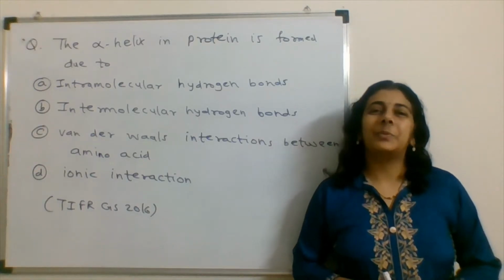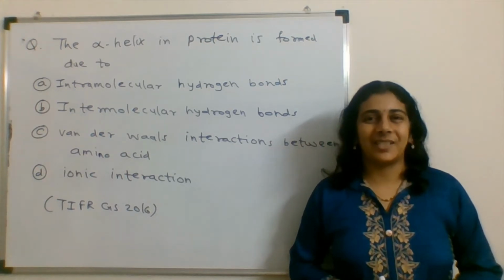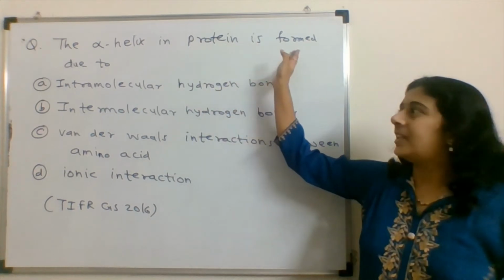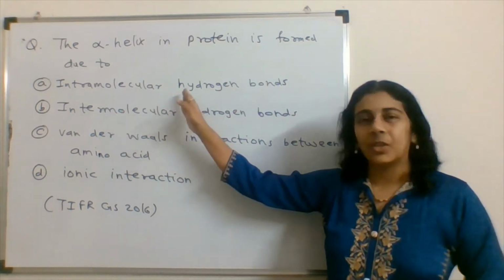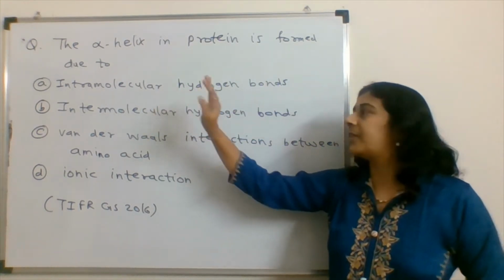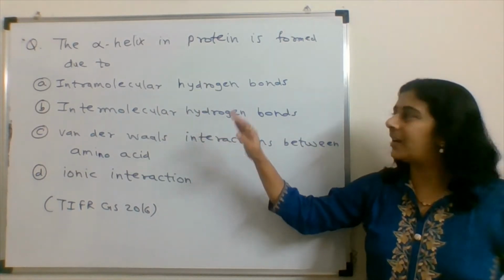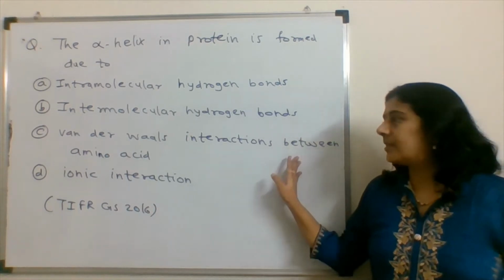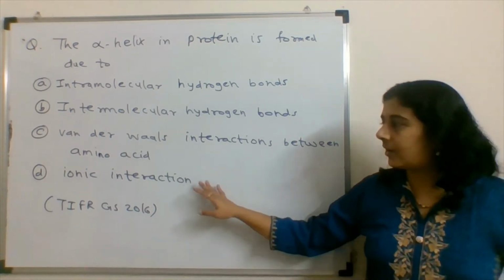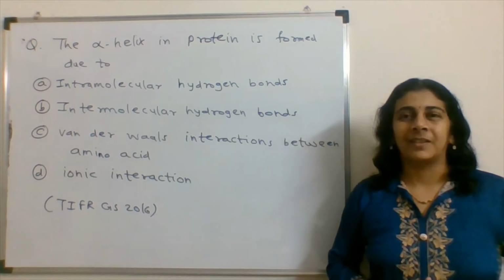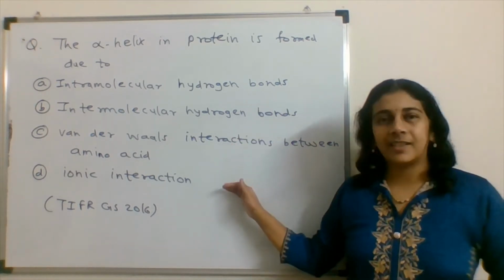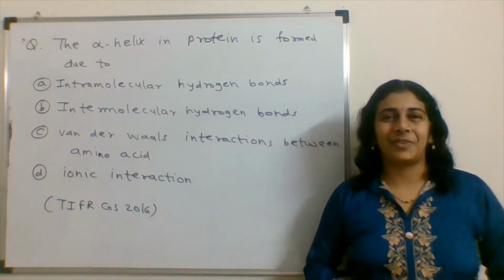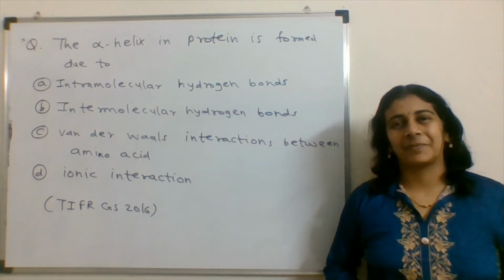Today let's go through one question from the TIFR GS examination. The alpha helix in protein is formed due to: the options are intramolecular hydrogen bonds, intermolecular hydrogen bonds, or it is due to van der Waals interactions between amino acids, or ionic interactions. So let's have a look at these interactions and understand what is alpha helix to find the answer for the question.